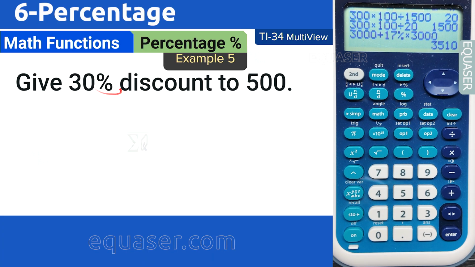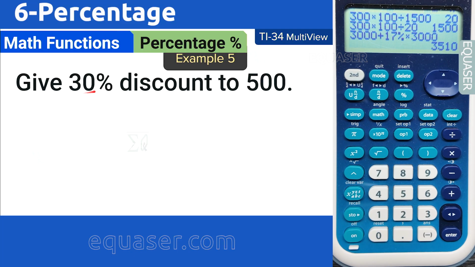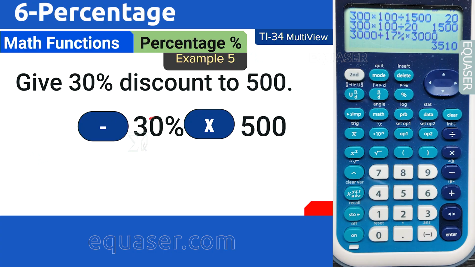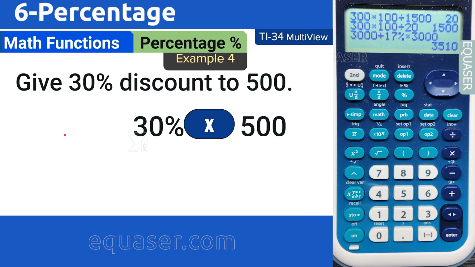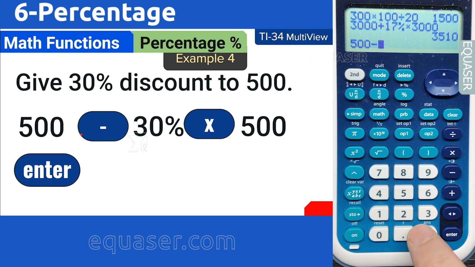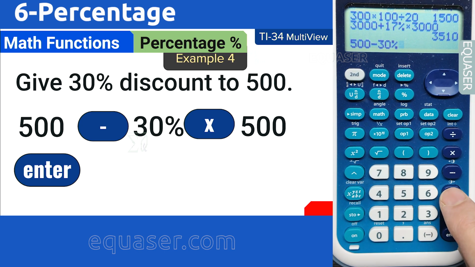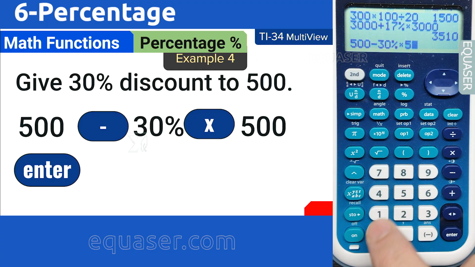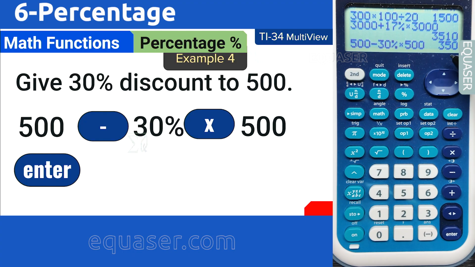Example number 5 is, now you want to give a 30% discount to 500. The same way, we calculate the 30% of 500 and subtract it from the actual 500. So 500 minus 30% times 500, which has been reduced to 350.